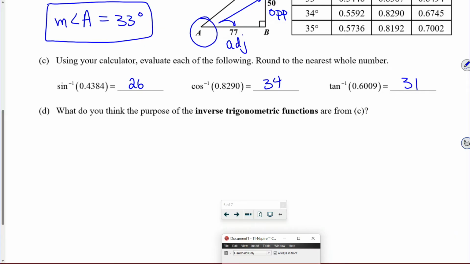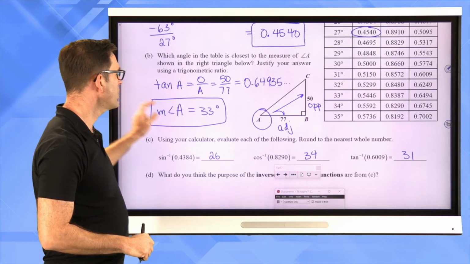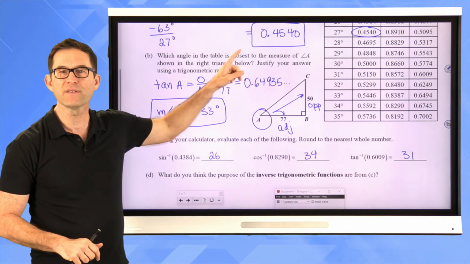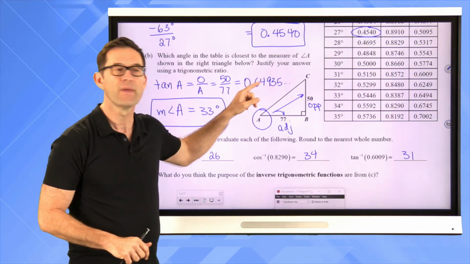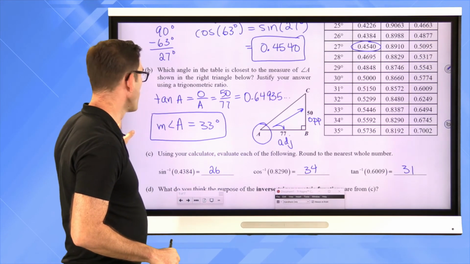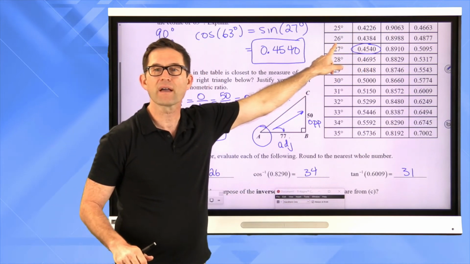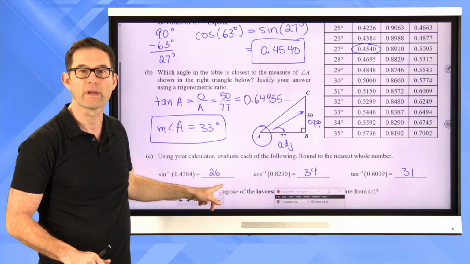What do you think the purpose of the inverse trigonometric functions are from letter C? Well, take a look at your table. If I look at the sine column, maybe I have to go up a little bit more, and I find 0.4384, notice that corresponds to 26 degrees.